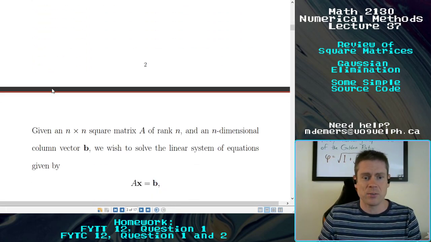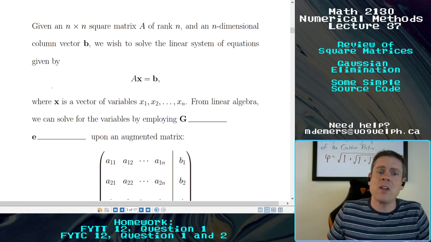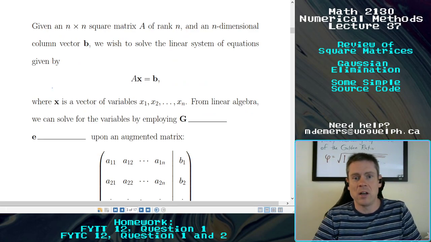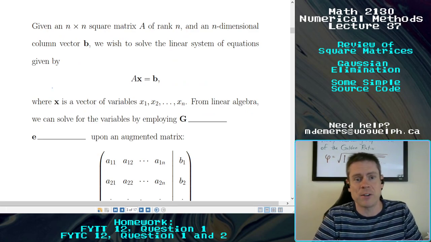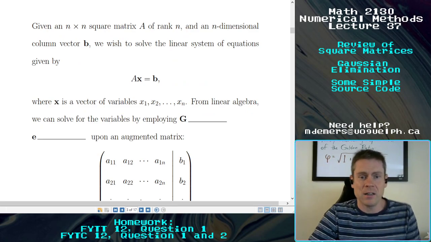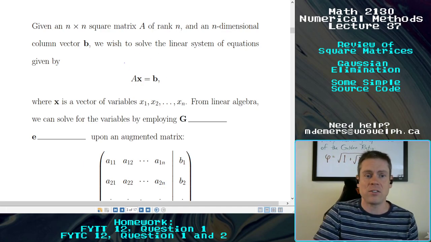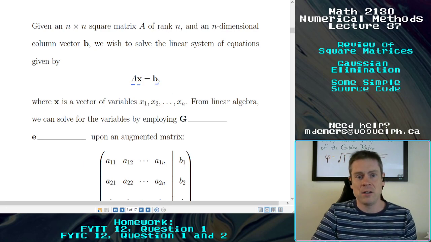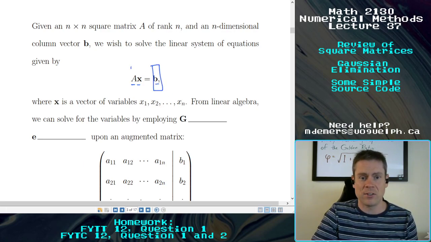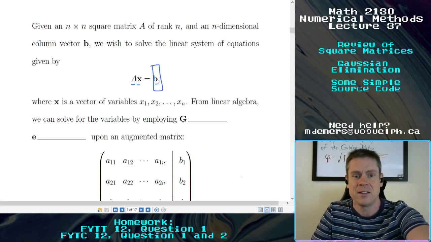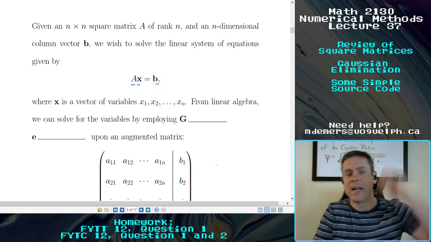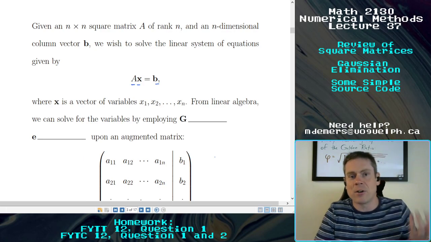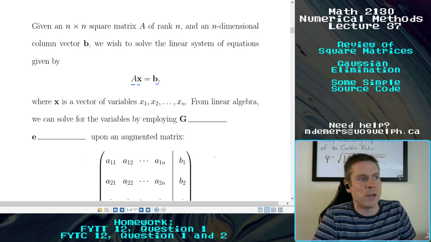these equations. Okay, so given an n by n square matrix of rank n and an n-dimensional column vector b, that's what we have here. We want to solve the linear system of equations given by matrix times vector equals vector. This is a vector of constants. This is our matrix. And this is the solution that we want to figure out, what x satisfies that. It's just a really elegant way of writing down a system of equations like ones that you were introduced to in grade 10 and 11.